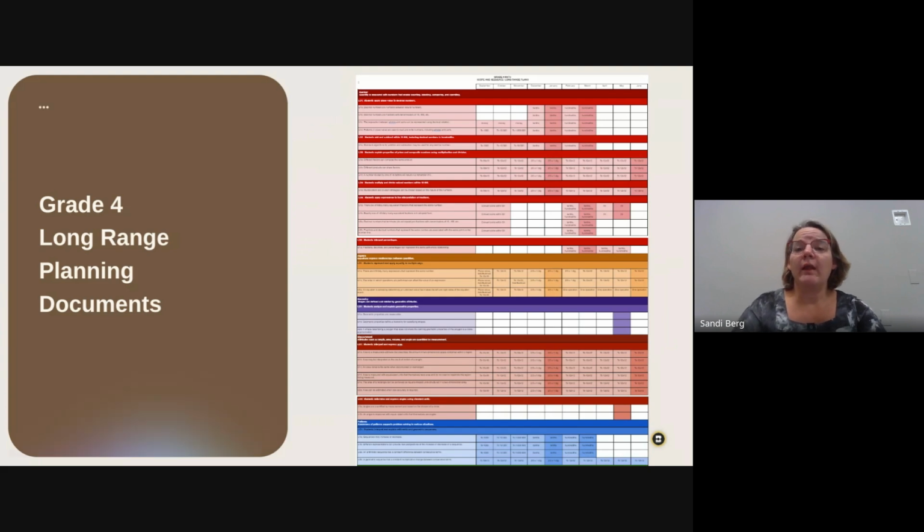So what does that look like? I've pulled up the Grade 4 Long Range Planning document here, just a sample of it. You can find this on the Chinook's Edge new curriculum website for mathematics. And we'll take a look at some possibilities for October. But before we do that, let's walk through what this format looks like for this particular document.